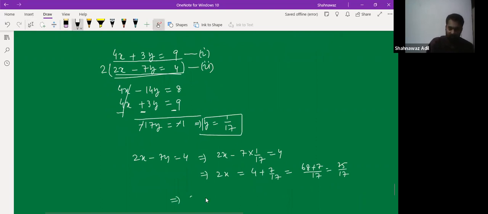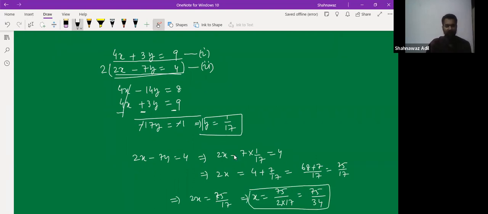So 2x is 75 by 70. So x is 75 by 2 into 17, which is 75 by 30. Right. So this is x and this is y. Any doubt?